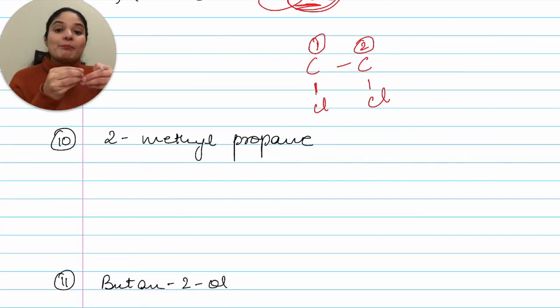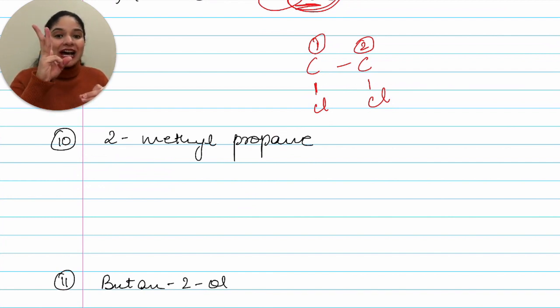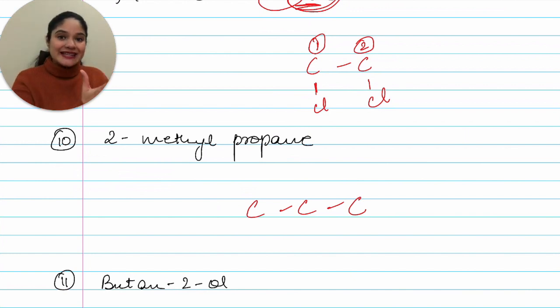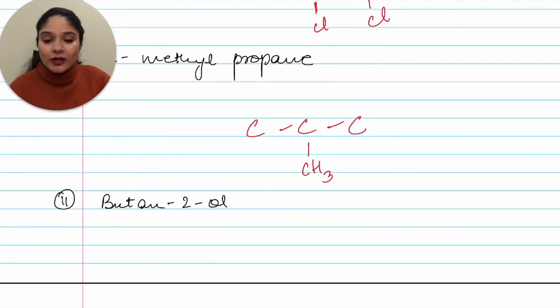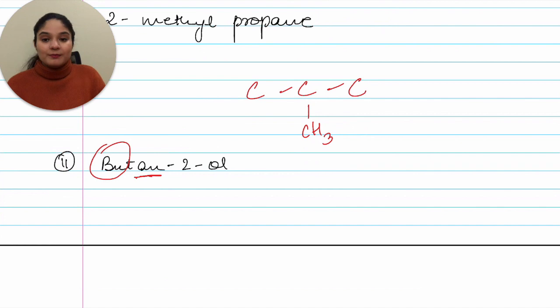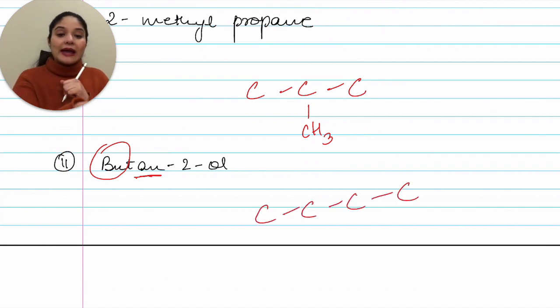2-methyl propane. Prop means 3 carbon atoms, 1, 2, 3. Ane, A-N-E, all single bonds. And 2-methyl: at second position, I have a methyl group, CH3. Moving on, butan-2-ol. But, ane means 4 carbon single bonds, 1, 2, 3, 4. Ol, alcohol, at the second position. So second position, alcohol, OH.